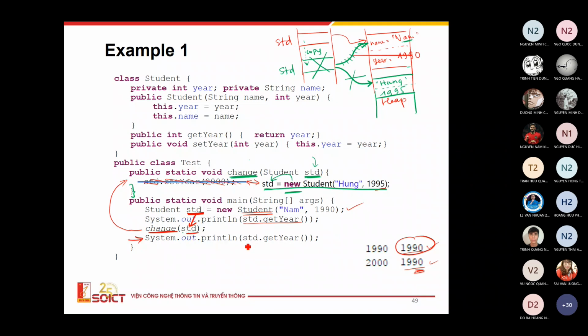You have the call to STD get year. And again, the STD here is the STD of the main method, and the STD of the main method always refers to this object. So when you get year of this object, the result is 1990. Nothing changed here, because here the STD you changed refers to another region in the heap, another object. So the object referred to by the STD in the main is not changed.